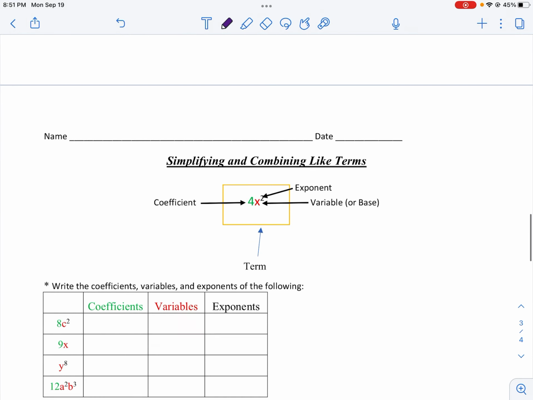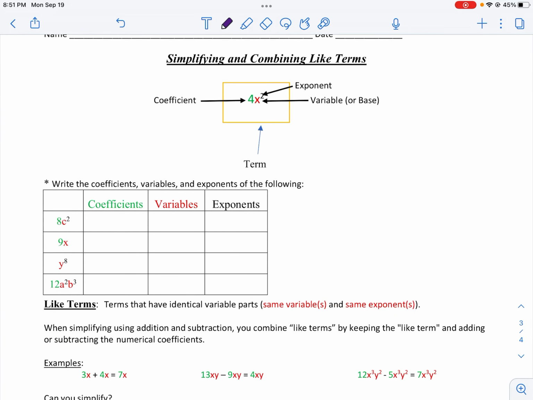So the only other piece here that we're going to talk about is combining like terms. In order to combine like terms, you have to be able to identify what is the variable, what is the coefficient, and you have to make sure that your variable, if it's a like term, has the same exponent, okay? So when we combine like terms, we are looking for the same variable and the same exponent. So make that nice and big in your notes.